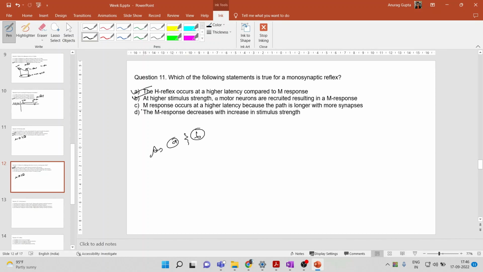And if you see C, the M response occurs at a higher latency because the path is longer with more synapses. That is wrong. That is the answer for the H reflex. The M response decreases with increase in stimulus strength. Again, this is true for the H reflex, not for the M response.